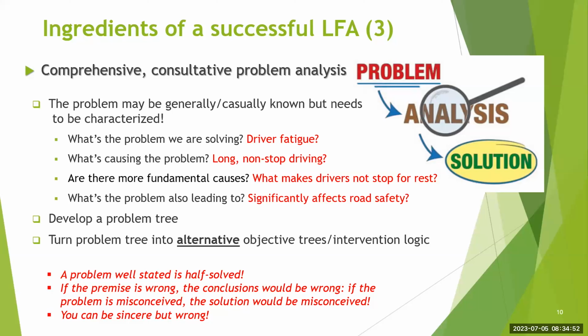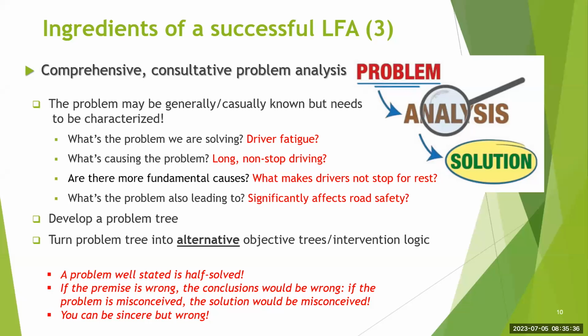But if it so happens that the drivers are not stopping because there are always passengers at the other end of the road and they are in a hurry to go and pick other passengers and make more money, you'll get that revealed through your problem analysis. Then you might come to the realization that the solution does not lie in providing rest stops along the road. And this is where you also ask yourself, what is the problem also leading to? Does it significantly affect road safety? At this level, you would then be able to see the relationship between the intervention you are thinking of and the overall national development goal.